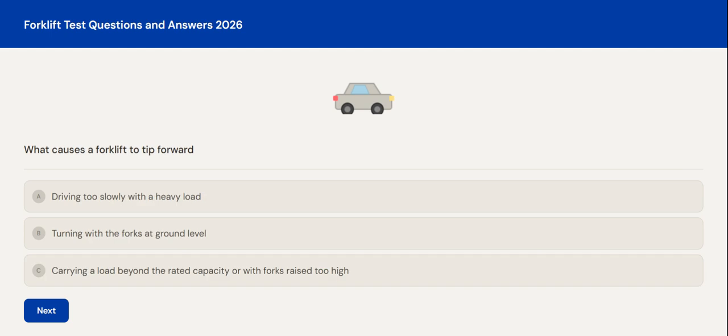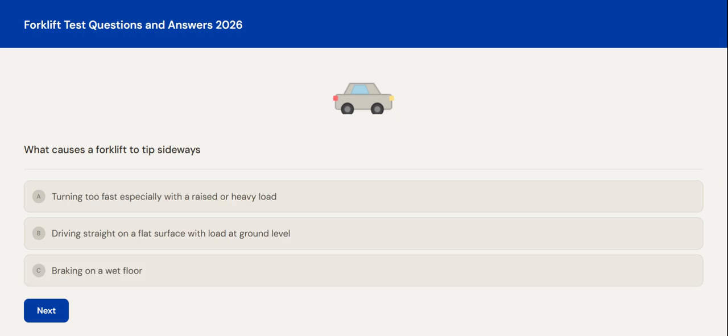Next question. What causes a forklift to tip forward? Carrying a load beyond the rated capacity, or with the forks raised too high. Raising the forks shifts the center of gravity forward and upward. Heavy load plus raised forks is one of the most common causes of forward tip-overs.